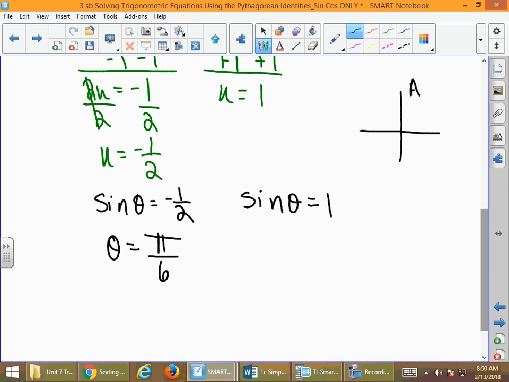So, all students take calculus. Well, sine is negative in the third quadrant and the fourth quadrant. What's the third quadrant angle of pi over 6? 7 pi over 6. And then in the fourth quadrant, 11 pi over 6. Good.